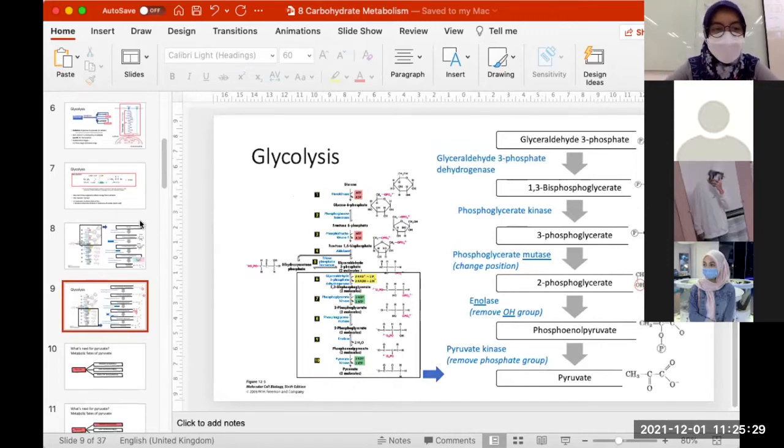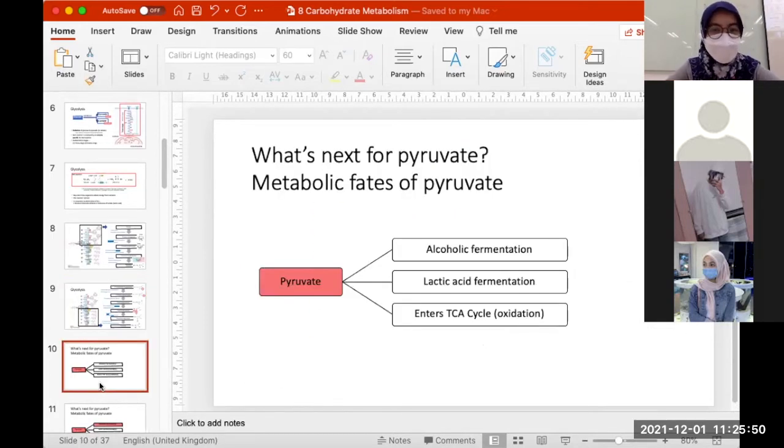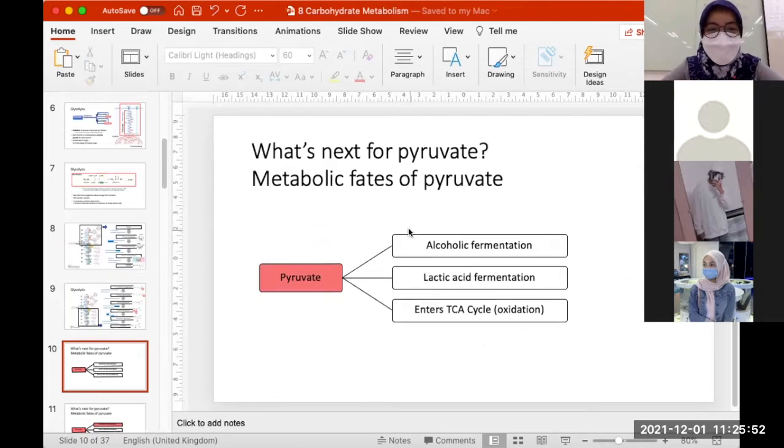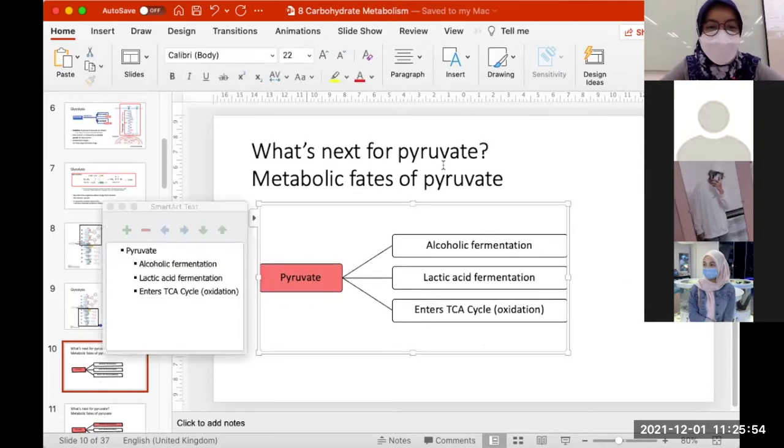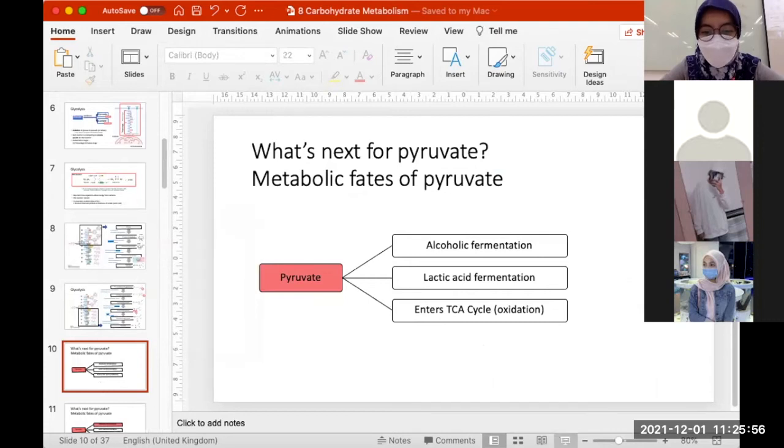Okay, so again, glycolysis starts with, what is the initial? Yes, glucose, final product, pyruvate. So 1 glucose will yield 2 pyruvate and 2 ATP. Okay. Alright. So that's sufficient for now. So what's next? What will happen to this pyruvate?